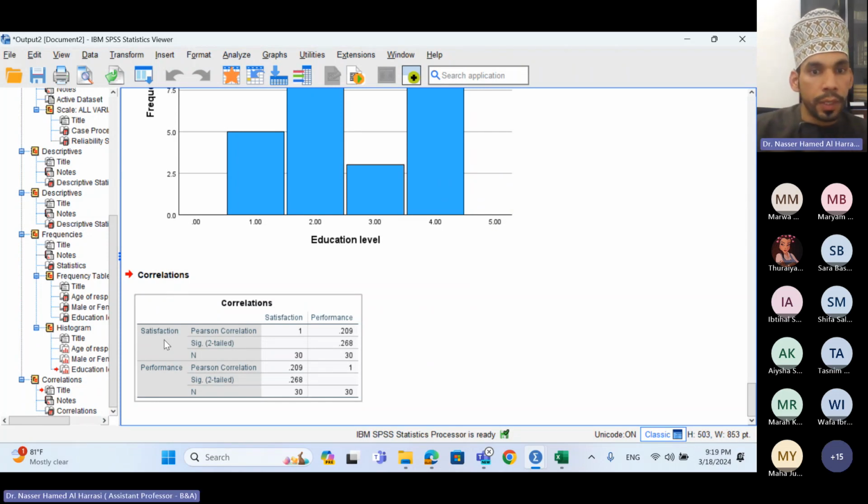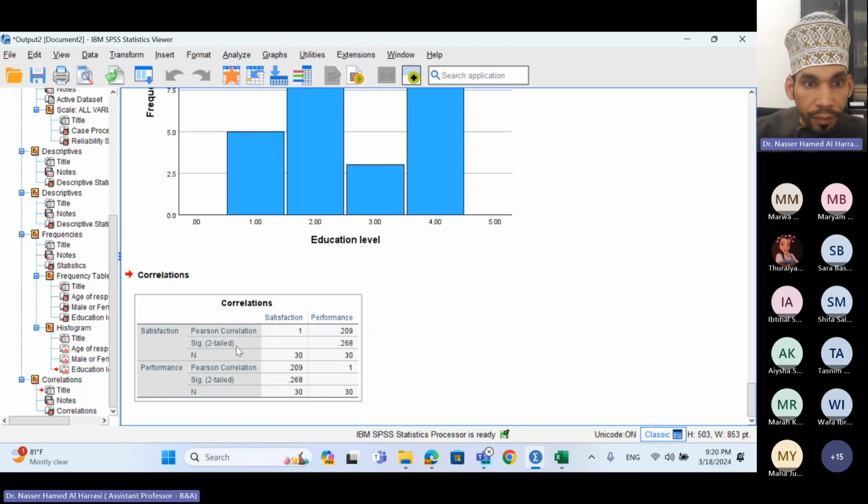Again, I go directly to this number. If it is between 0 and 1, that means it is a positive relationship. So I'm going to say that there is a positive relationship, but it is very weak. Why? Because it is 0.2. If it were 0.9, I would say there is a positive, strong relationship between satisfaction and employee performance in BDO company. Since the result we have now is 0.2, it is a positive relationship, but it is weak.